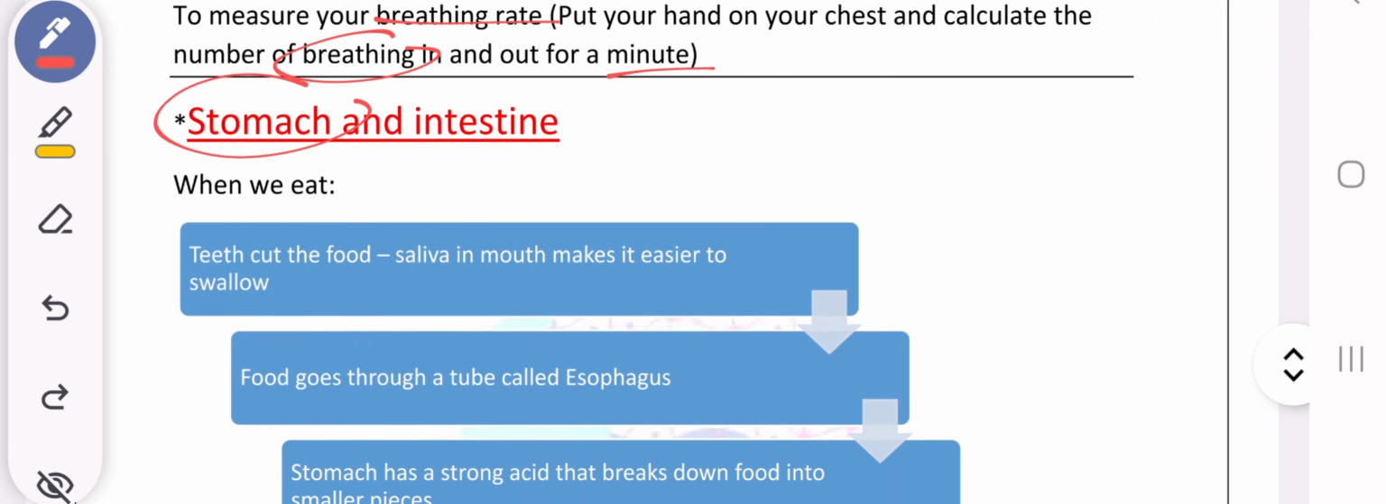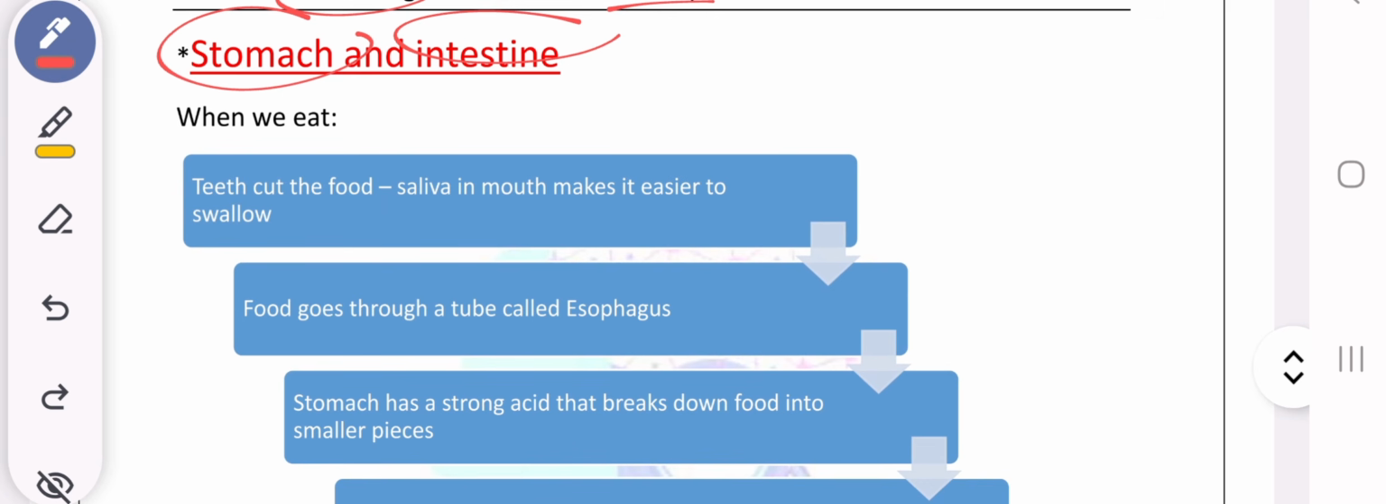Now we already talked about the heart and lungs. Let's talk about the stomach and intestine, which is the digestive system. Let's start with the mouth. You start to eat by your teeth to cut the food, chew the food, and also you have saliva, the liquid in your mouth. It will help you to swallow, and also it will digest the carbohydrates.